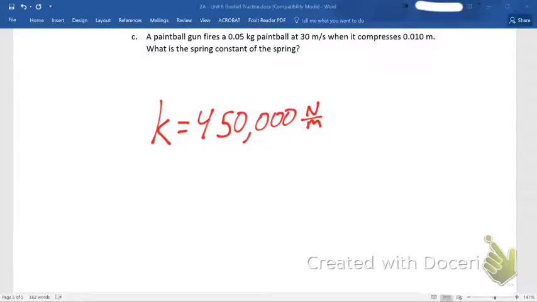Our final problem of this set, we have a paintball gun firing here, and it compresses a spring. If you do all your math here to find the spring constant, you should get a large number, 450,000 newtons per meter. If you get that and you feel confident about manipulating these equations, about interpreting these problems, about following the law of conservation of energy and tracking your joules around, then you should feel good about this guided practice and move on to the interactive practice.